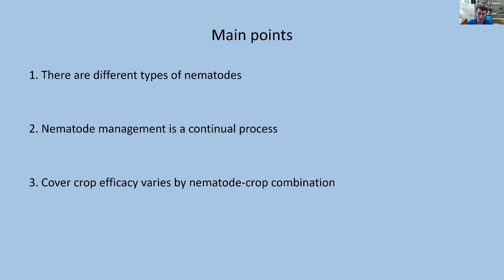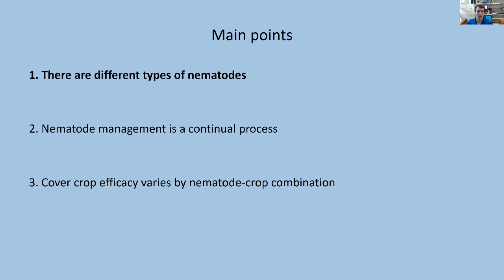Number two, nematode management is a continual process. Basically, I'm going to get into some of the details of why cover crops may help with nematode management. And then number three, cover crop efficacy varies by your combination of nematodes and what cover crop you're considering.